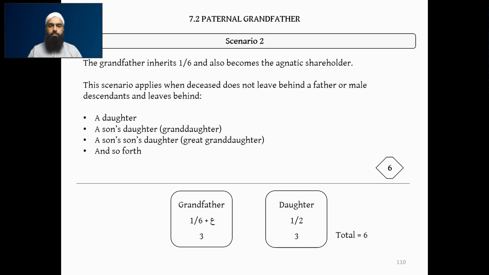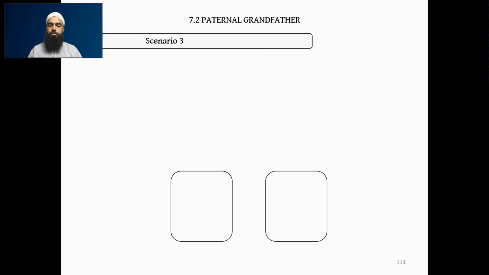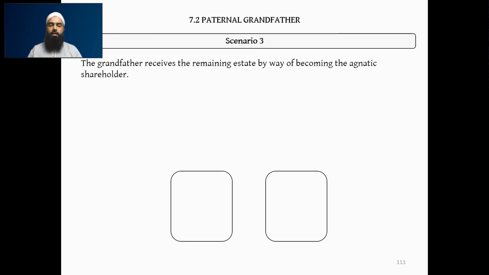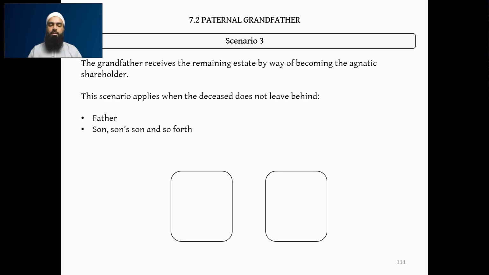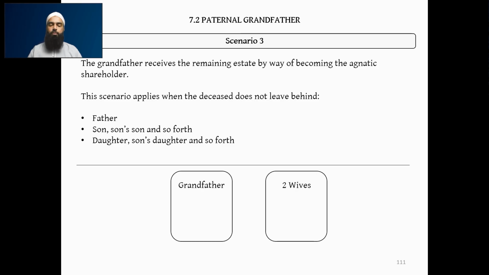Next, we have scenario number 3. The grandfather receives the remaining estate by becoming the agnatic shareholder. This scenario applies when the deceased does not leave behind a father, son, son's son, and so forth, daughter, son's daughter, and so on. So let's see the scenario. We've got 2 wives and we've got a grandfather. So what happens here?